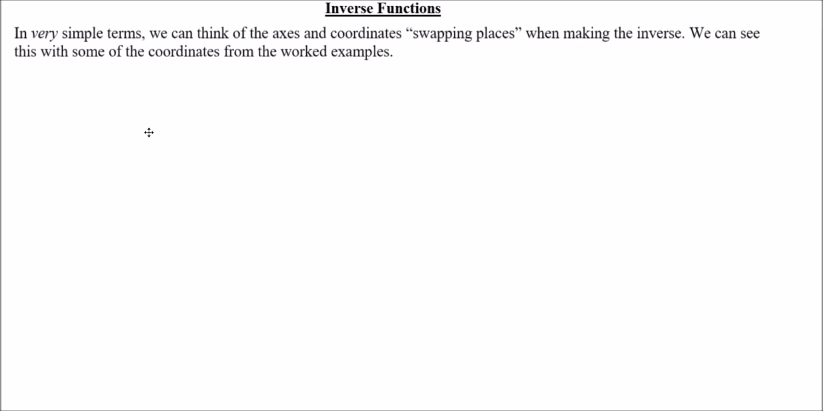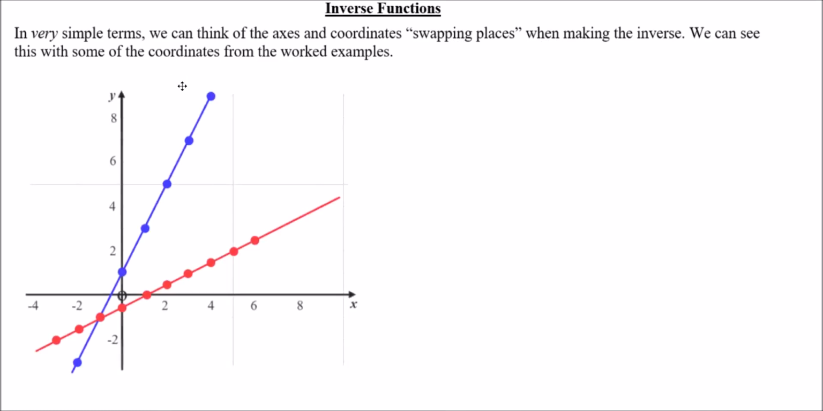So in really simple terms, we can think of the axes and the coordinates as swapping places when we make the inverse, and we can actually see this with some of the coordinates from the worked examples. So if I first of all pick on this one here from question 1 of the warm-up, if I just pick a few coordinates here from the blue and the red, for example, this one here is 2, 5, that can be thought of as being mapped to 5 and 2, and so x and y look like they swap places, and essentially that is what happens. Taking another pair of coordinates, 1 and 3, maps to the coordinate pair 3 and 1.